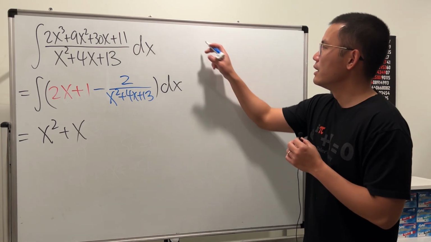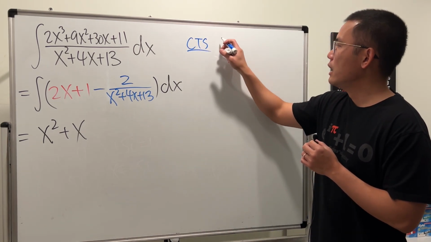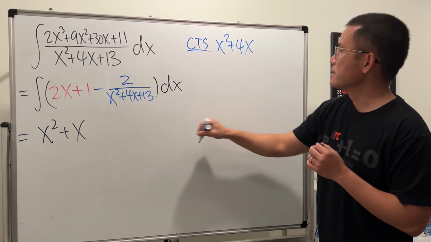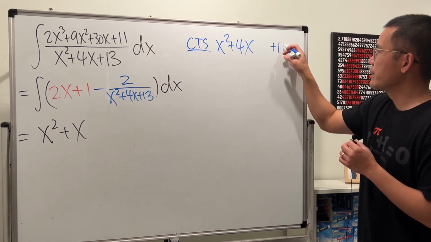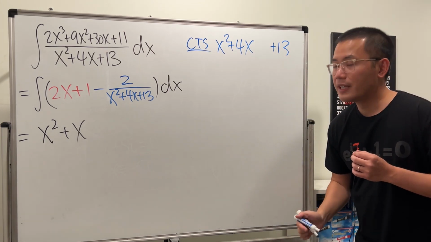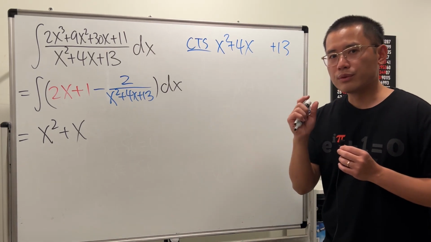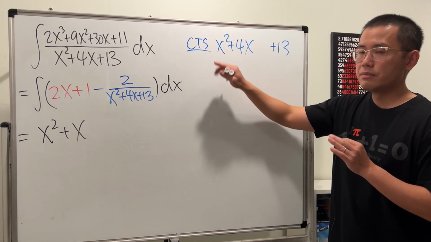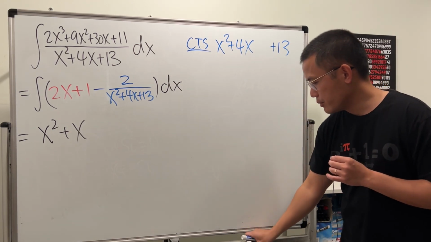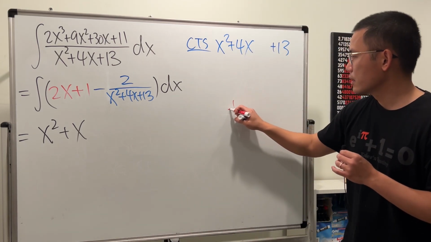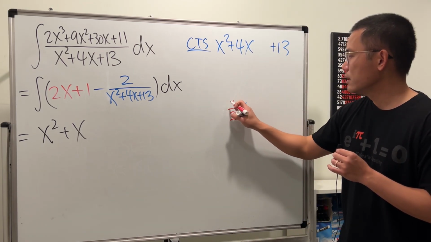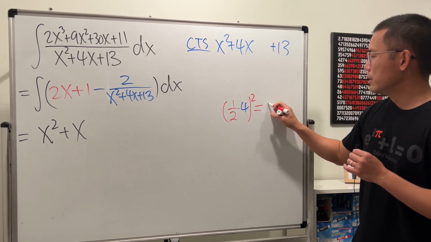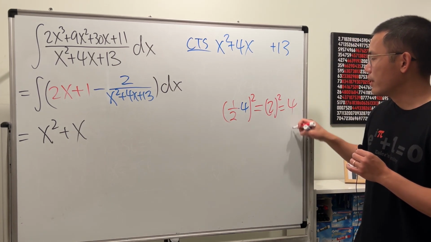So let me do it right here. Complete the square for x squared plus 4x. And we have the plus 13, so I'm just going to put the plus 13 right here. Leave a space right here. Now, what we need is we have to take half of this coefficient. Be sure that this is 1, which it is. So take half of this, and I'm just going to put it here. So half of 4. And then also square that. Now, this is 2 squared, this is 4.